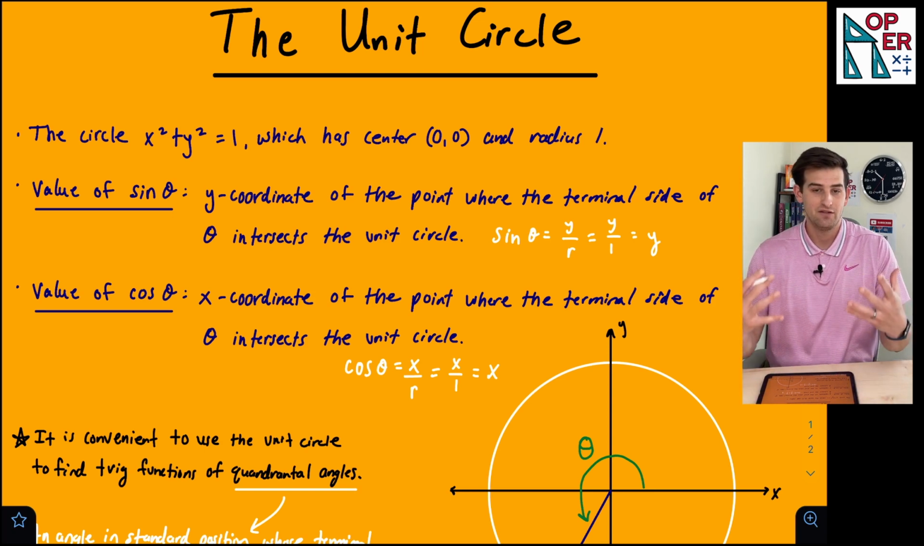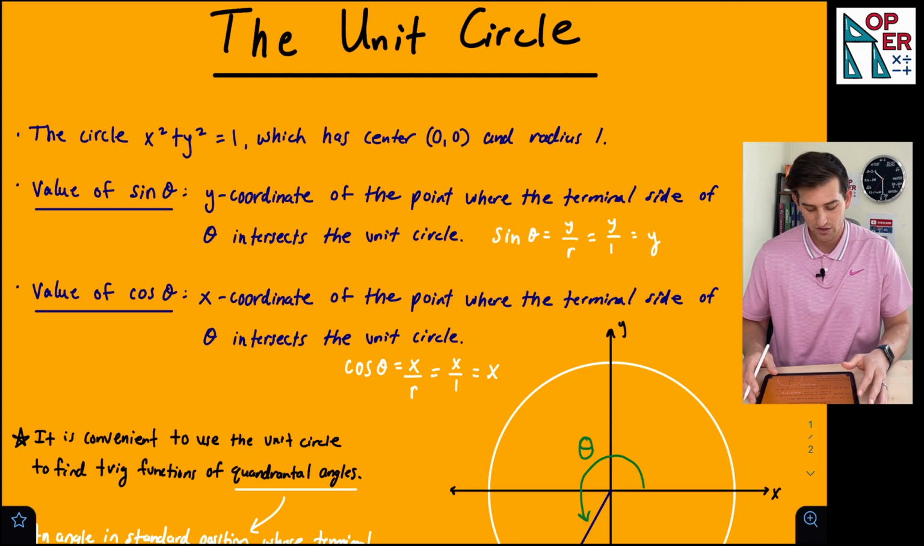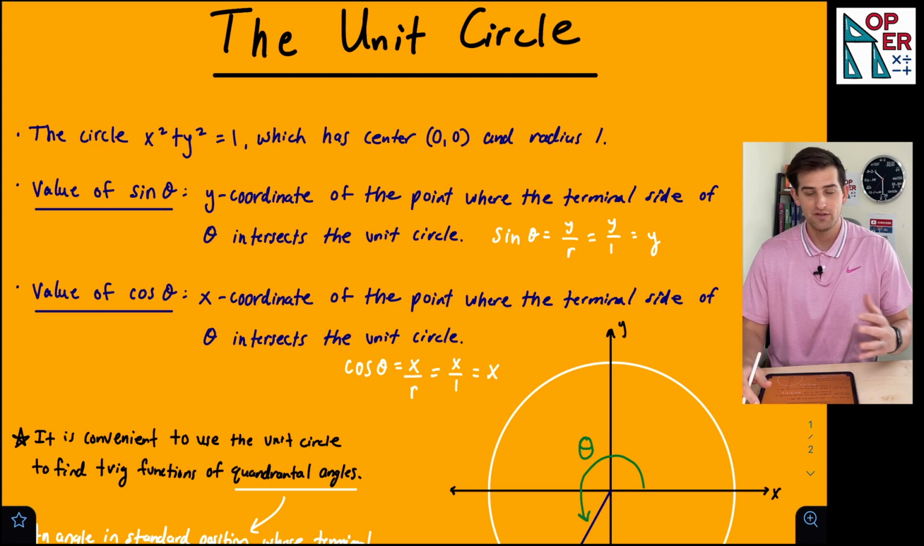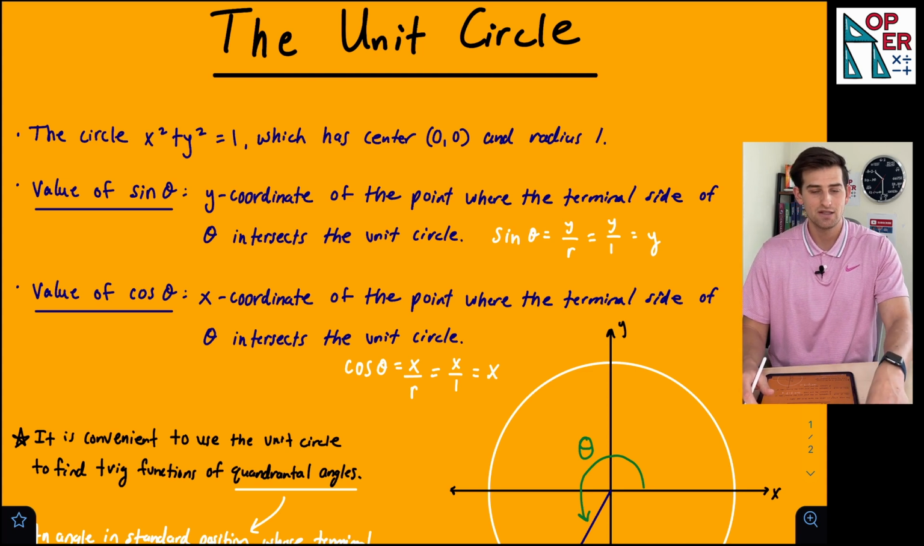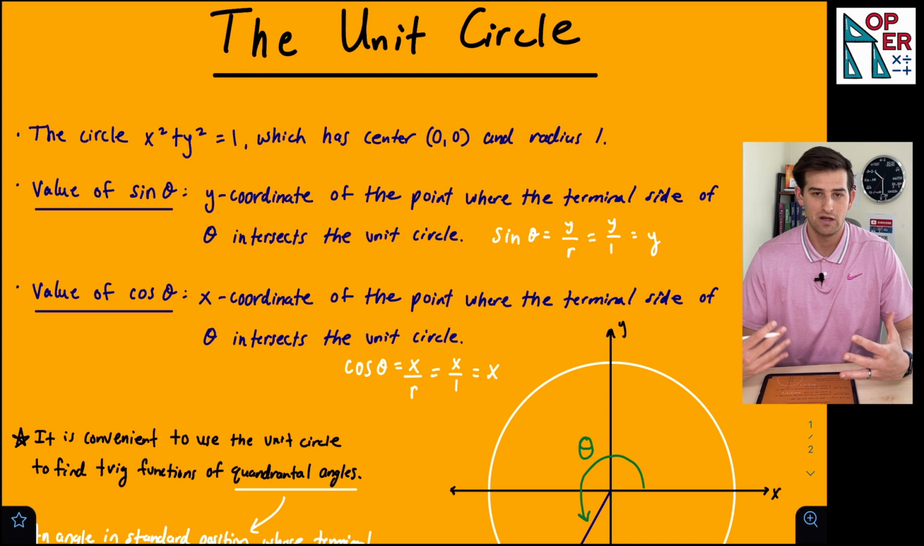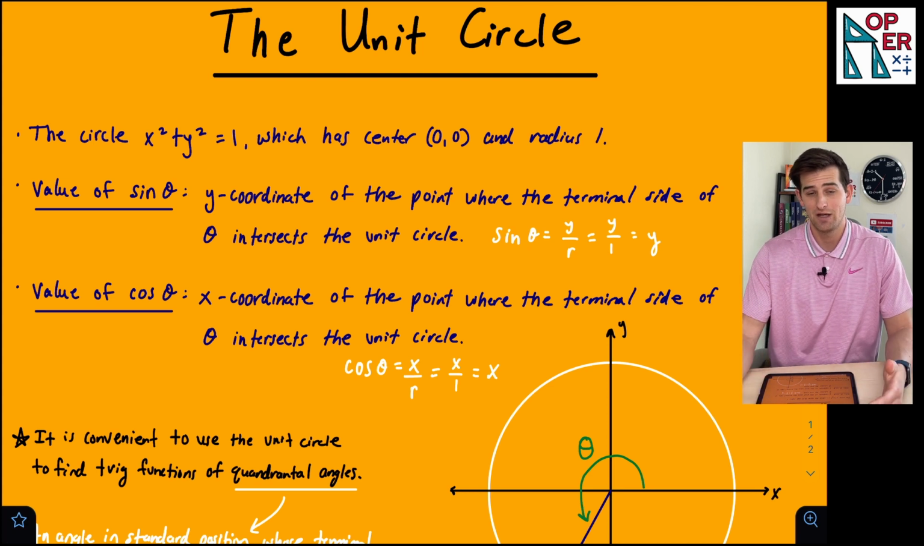So now we can identify the value of sine of theta and cosine of theta. For sine of theta, it's simply going to be the y-coordinate of the point where the terminal side of theta intersects our unit circle. We know from a previous video, when we talked about evaluating trigonometric functions given a point, that we came up with certain ratios for our 6 functions, where sine of theta was y over r, cosine of theta was x over r, tangent of theta was y over x, and then we could find the inverses of those for cosecant, secant, and cotangent.